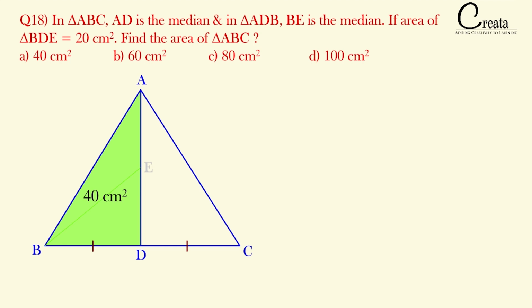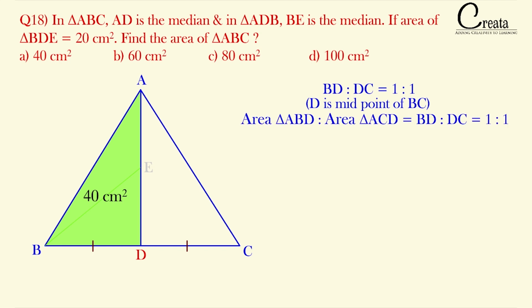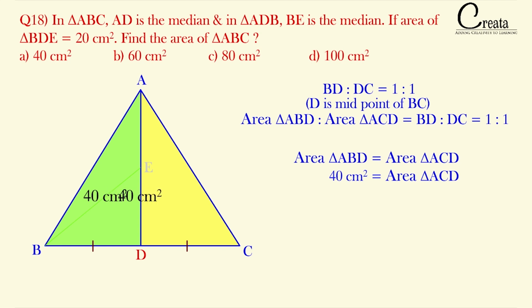Further, for this triangle ABC, D is the midpoint. That is, the ratio of BD to DC is equal to 1:1. We will apply the same fundamental for this triangle also. That is, the ratio of the area of triangle ABD to the area of triangle ACD is equal to BD to DC, that is 1:1. Means the areas of both of these triangles will be equal to each other. And just now we have calculated the area of triangle ABD as 40 cm square. So we got the area of triangle ACD is also equal to 40 cm square.